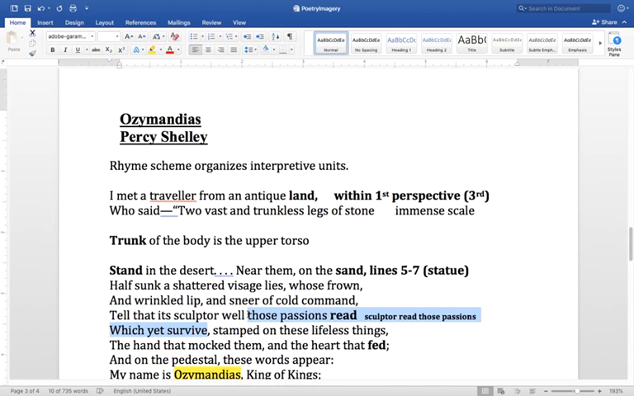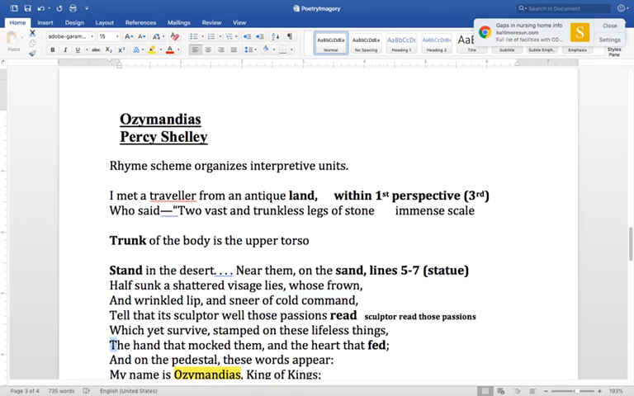The sculptor well those passions read which yet survive, stamped on these lifeless things. And so, although stones are lifeless things, stamped on these lifeless things, what does a sculptor do? He takes things that are inert, like stone, and he stamps on those inert things, things of real feeling, things that have passion to them, right? The word passion is contrasted against things that are lifeless. What has the sculptor transferred onto these lifeless things? He's transferred a frown, he's transferred a wrinkled lip, he's transferred a sneer, he's even transferred an entire visage that gives a sense of a shattered person, or at least someone who is really cold in the ways that he gives his commands.